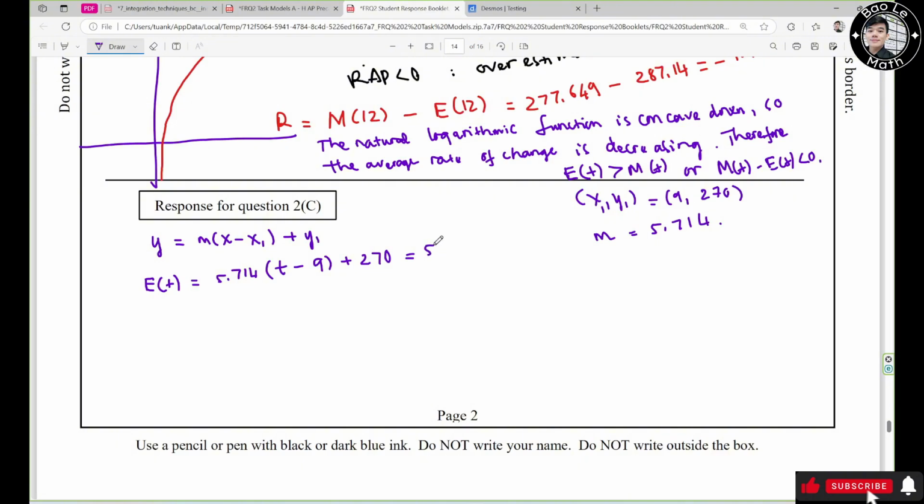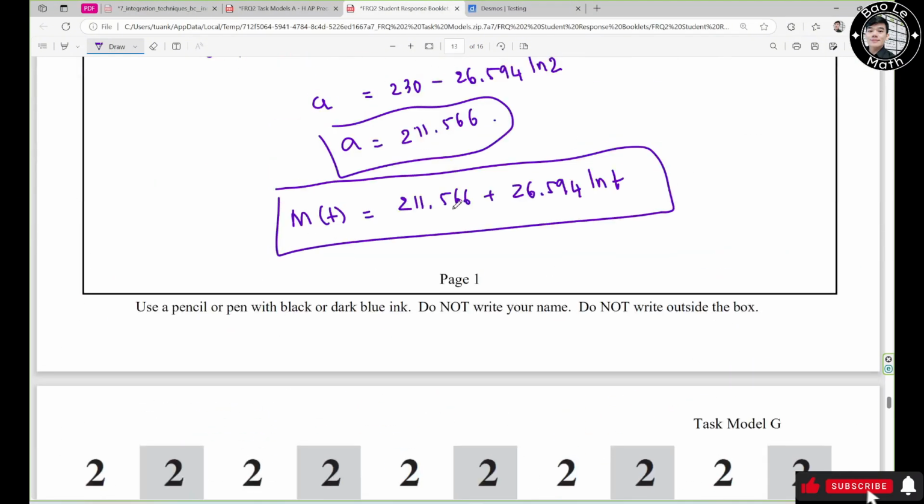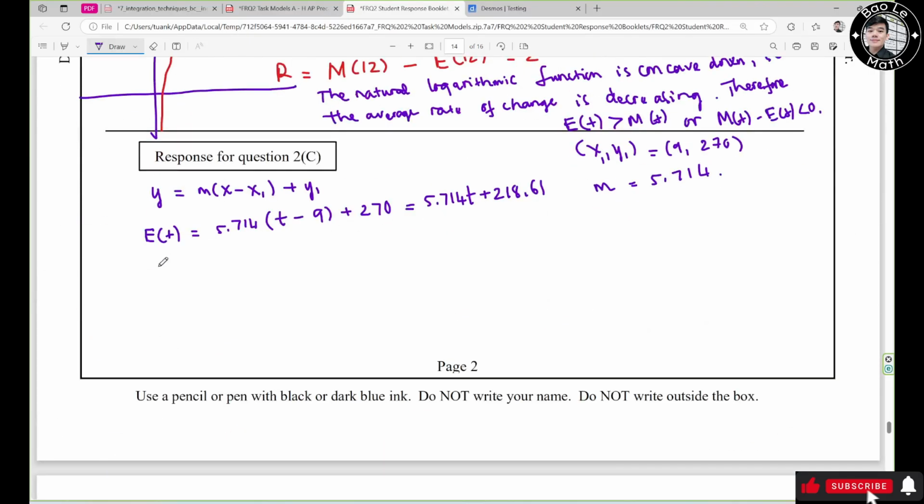So it's going to be 5.714t. And then 5.714 times negative 9 plus 270, so it turns out to be plus 218.61, right? Now, previously, we have the function M(t) right here, right? So we copy this one there. M(t) equals 11.566 plus 26.59 natural log of t, right?